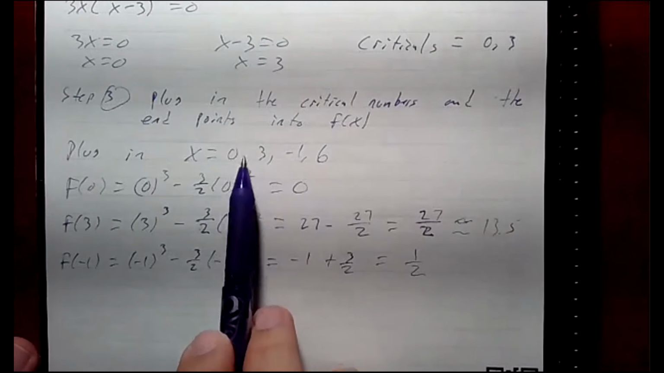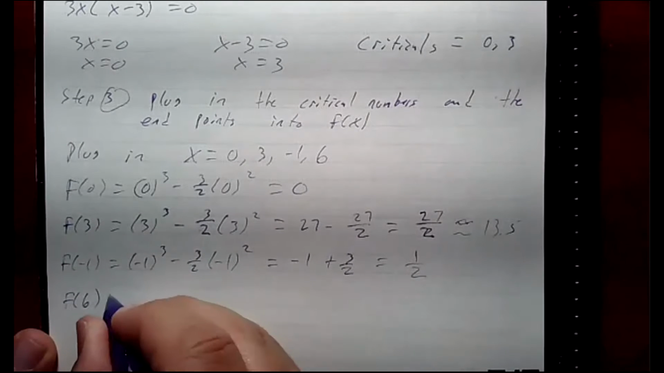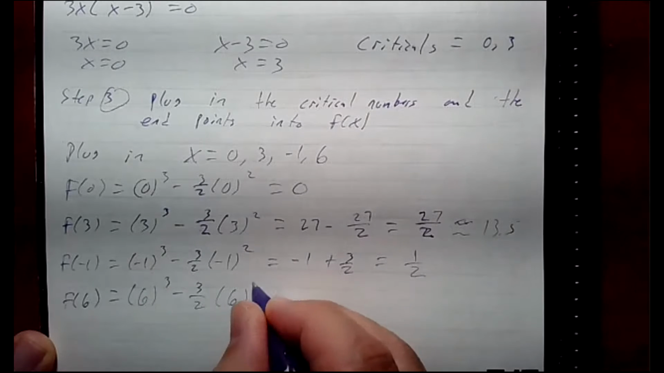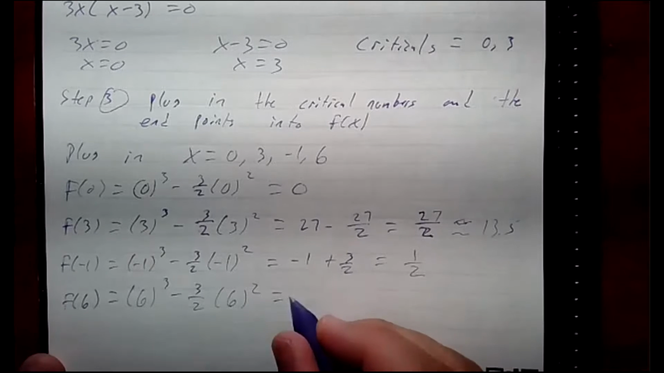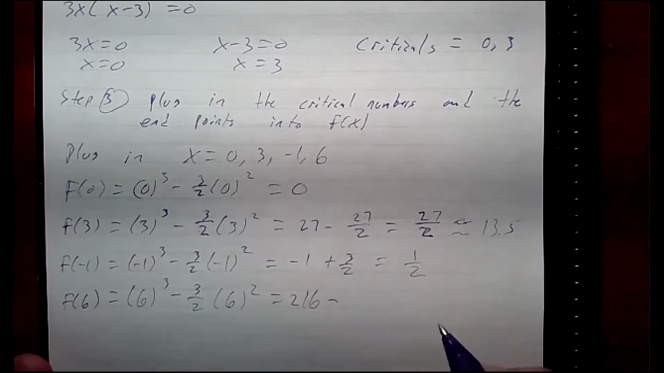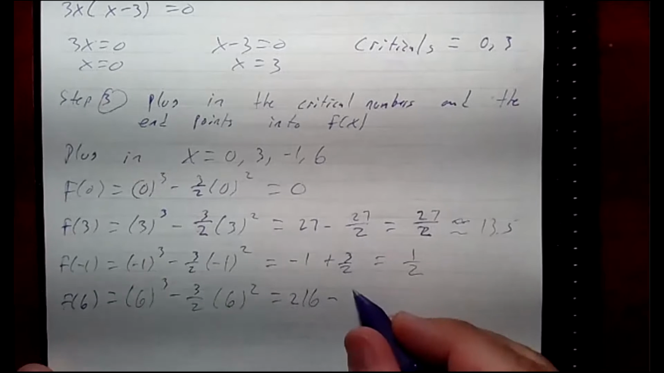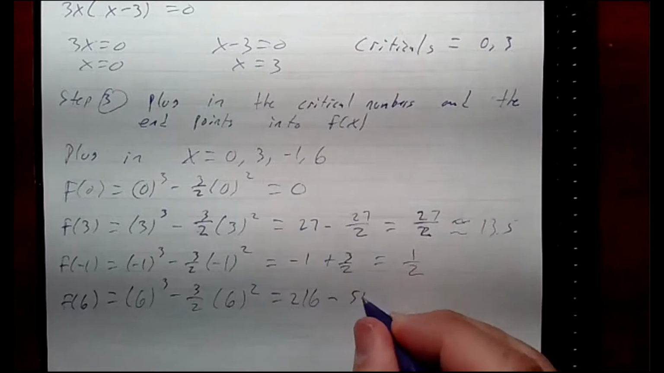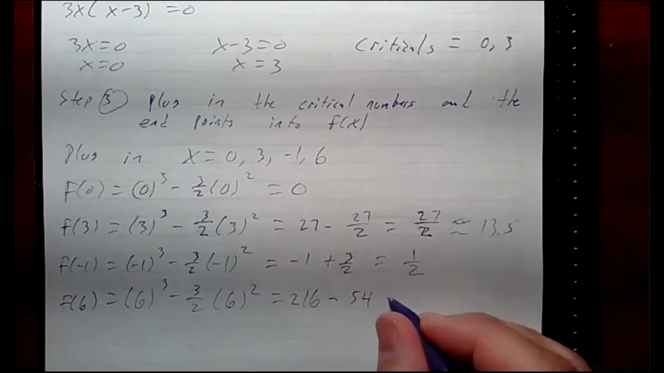Okay, so I tested these 3. Now let's test 6. F of 6, that will be 6 cubed minus 3/2 times 6 squared, which will be 6 cubed, minus 108 divided by 2, minus 54. 162.